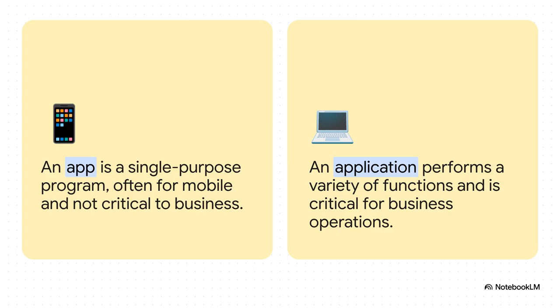An app is usually a simple, single-purpose program, something on your phone, like a weather app. But an application, that's a whole different beast. We're talking about a complex piece of software with tons of different functions that's often absolutely critical for a business to even run. Think about it. If your weather app breaks, it's annoying. But if a company's core application goes down, work just stops.